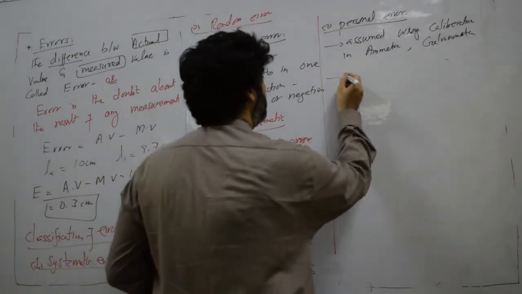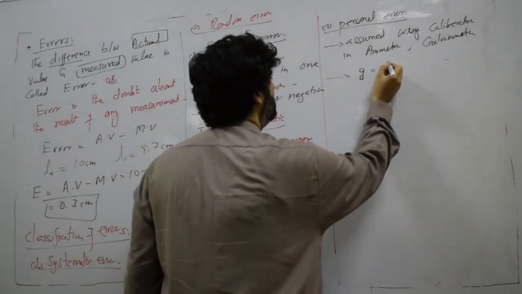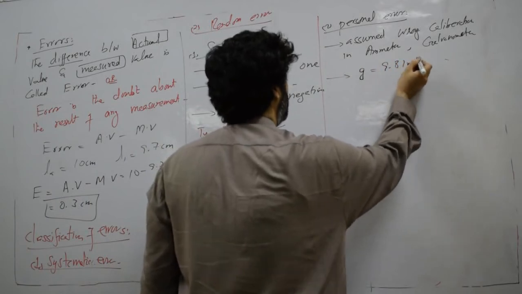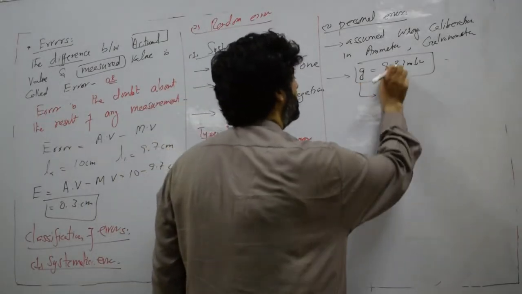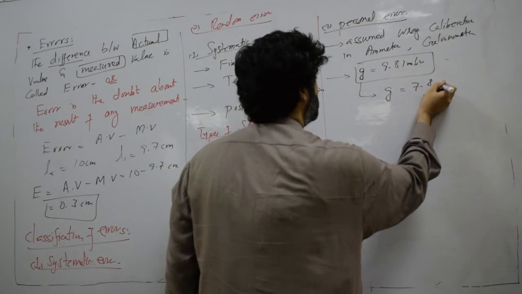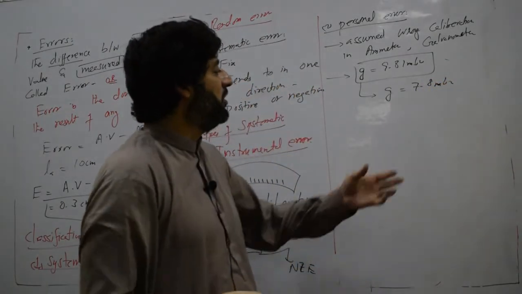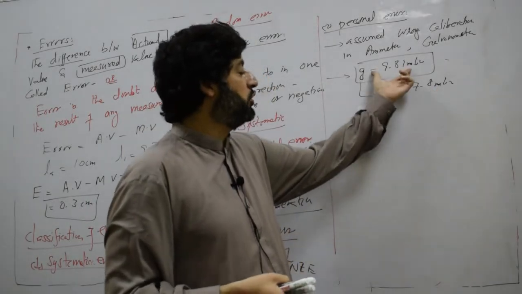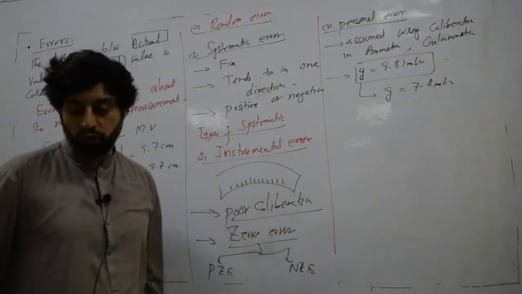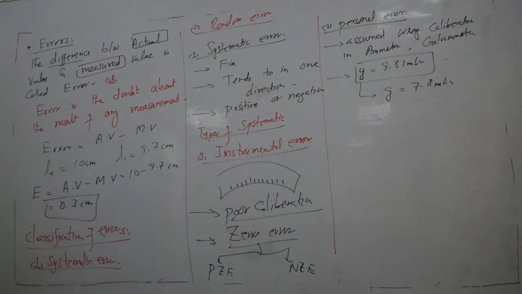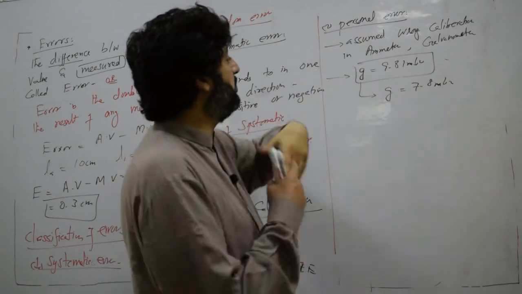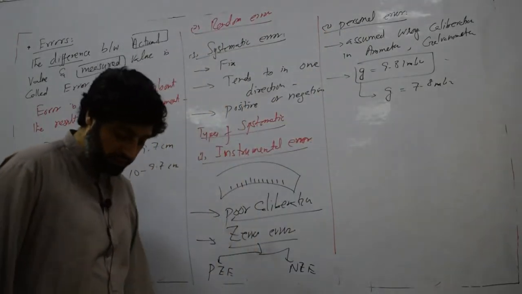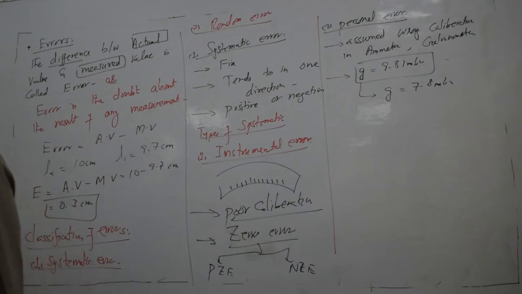If a person takes the value of g as 9.8, which is the actual value of g, but somewhere the value of g may be 7.8 meter per second square. So if in reality the value of g is one value at one place, and we assume the value of g is 9.81, which is wrong, that type of error is called personal error, and personal error is a type of systematic error. This error arises due to the carelessness of the person, or due to the improper knowledge of the person. So these are the two types of personal errors.